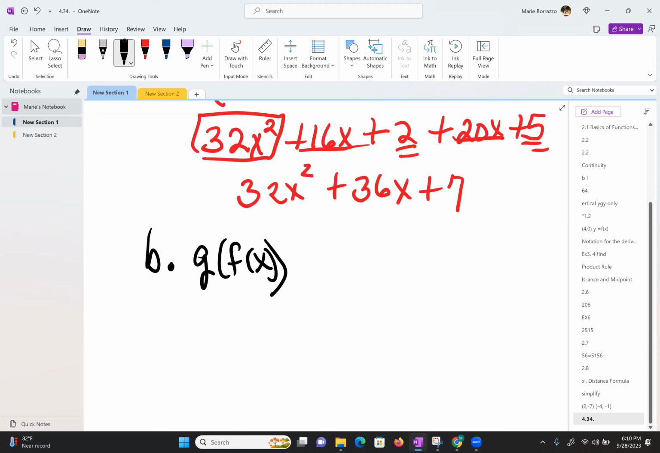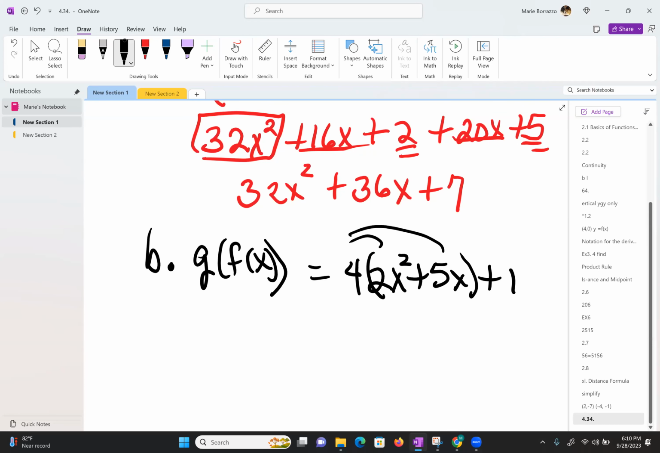Okay, so in this case, given our values, we have 4 parentheses, the 2x squared plus the 5x plus the 1. And if I distribute that 4, I end up with 8x squared plus 20x plus 1. They're not asking us to do anything else. This is all they're asking us to do, so we can stop there.